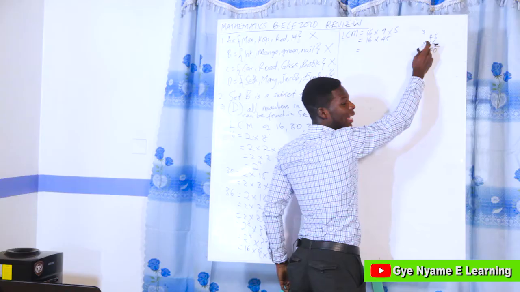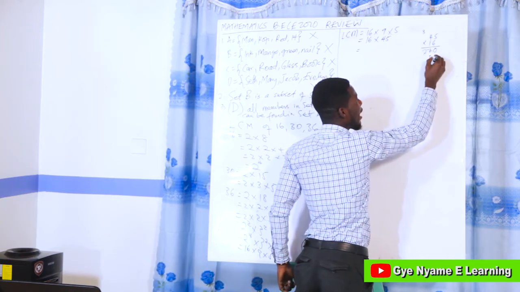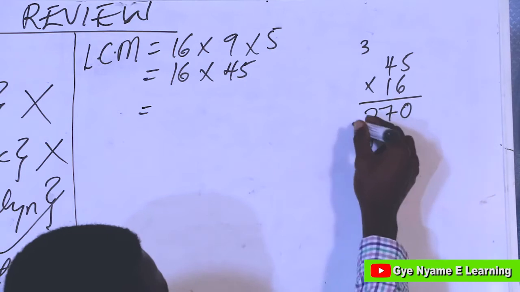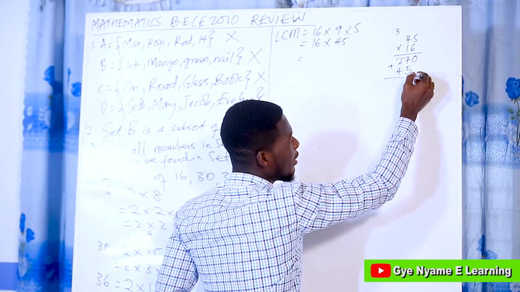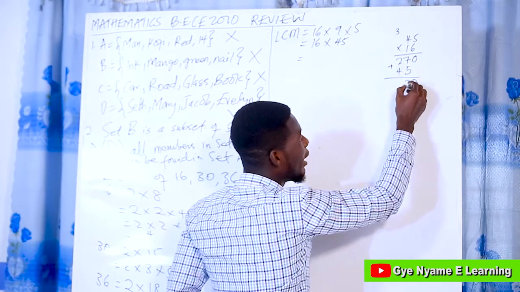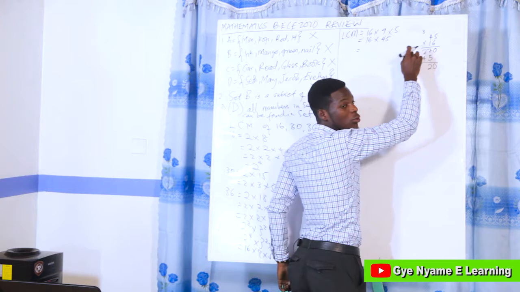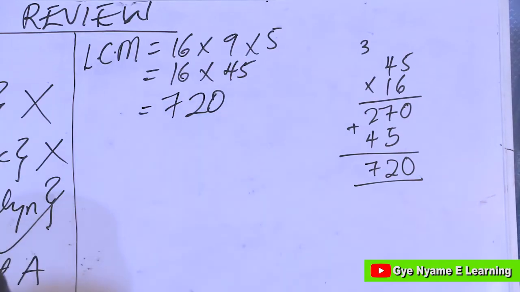Then the second digit of the 16. 1 times 5 is 5. 1 times 4 is 4. Then you find the addend. So 0 plus 0, there is nothing here. So 0. 5 plus 7 will give you 12. 2 remainder 1. 4 plus 2 is 6 plus 1, 7. So what do we have? 720.